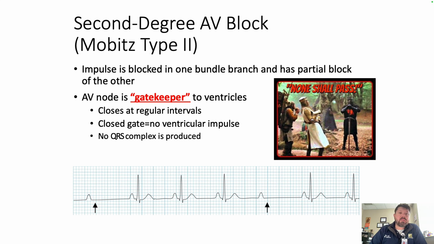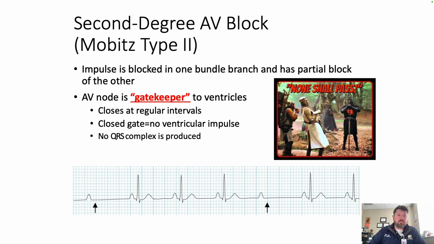The impulse is blocked in one bundle branch and has partial block of the other. The AV node is a gatekeeper to the ventricles, and just as I had talked about in the previous lecture, you think of it as like a bouncer in a club. It decides which conductions go in and which conductions do not go in. It closes at regular intervals, and a closed gate equals no ventricular impulse, and there's no QRS that is produced.